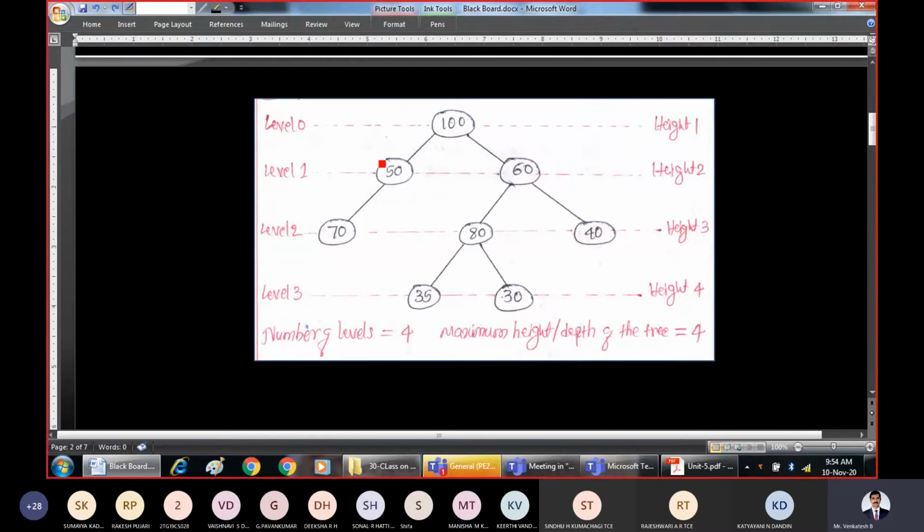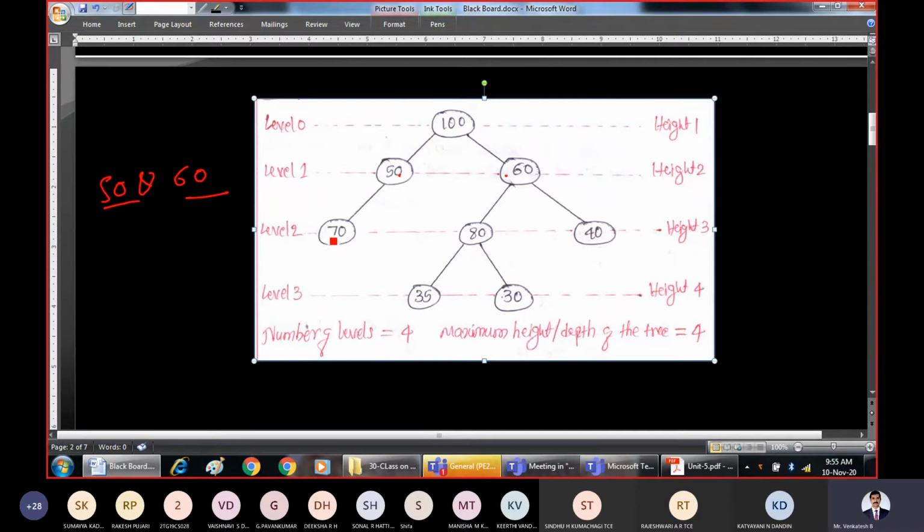Right, the nodes obtained from the parent node are called child nodes. For example, 50 and 60 are children of 100. That means the parent of 50 is 100 and the parent of 60 is also 100. So 50 and 60 are called children of 100.